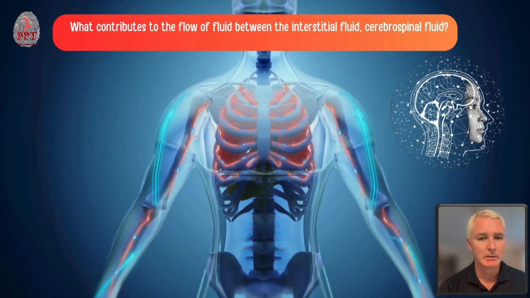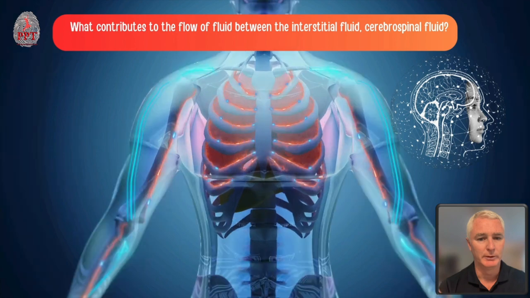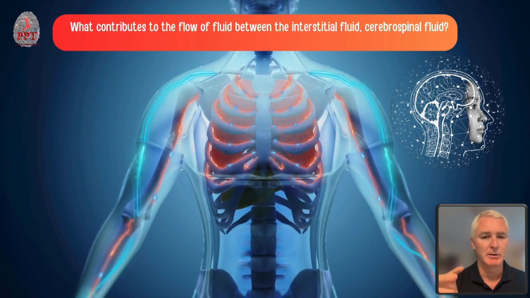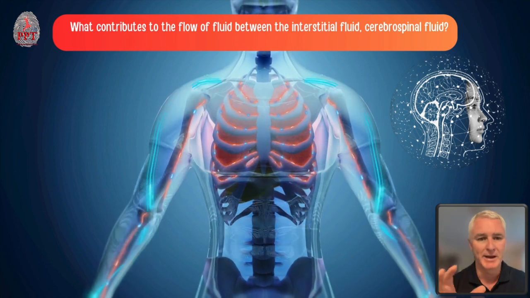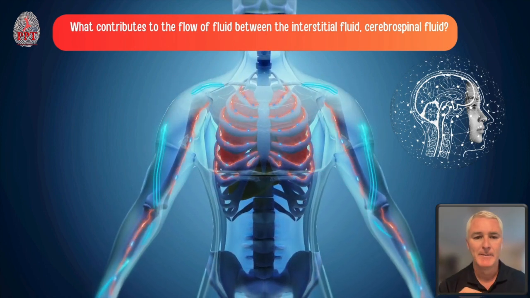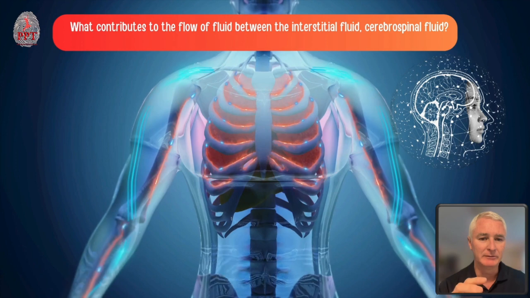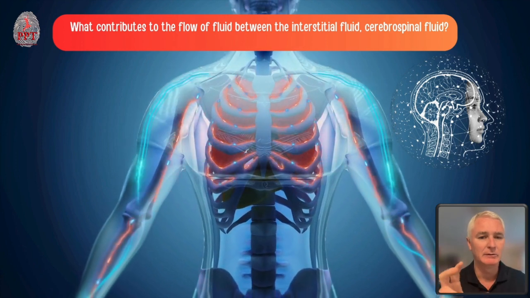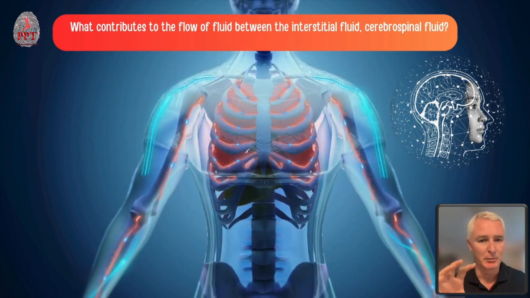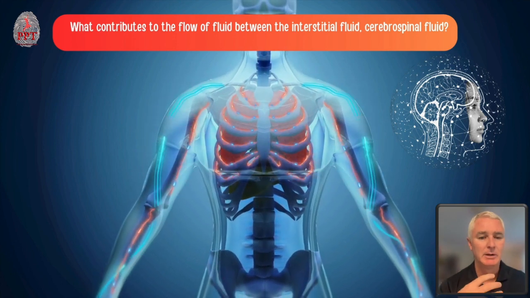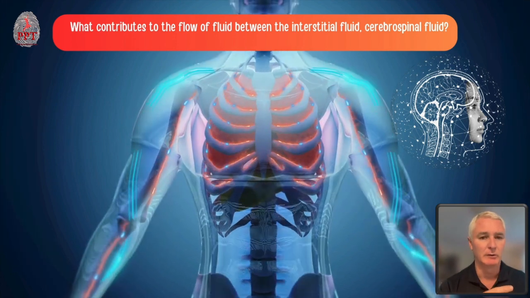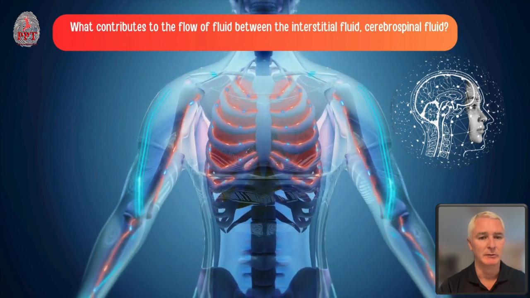If we have a look at the question, what contributes to the flow between the interstitial fluid of the body and the cerebrospinal fluid, it's a really important question. If I've gone to all this trouble to explain the aquaporin 4, the astrocytes, the cribriform plate, and the lymphatic system, it must be because there's a link between brain drainage and the interstitial fluid of the body. Because remember, we are in the business of changing musculoskeletal movement and pain, so there is a link.